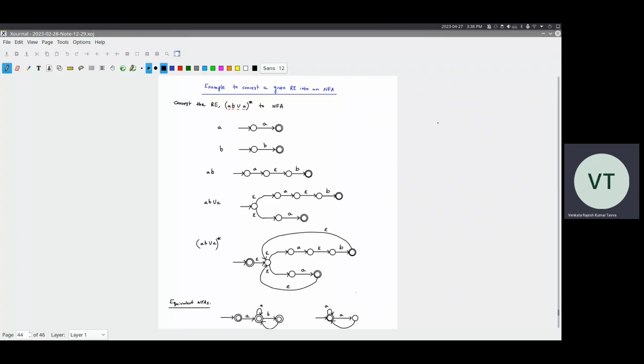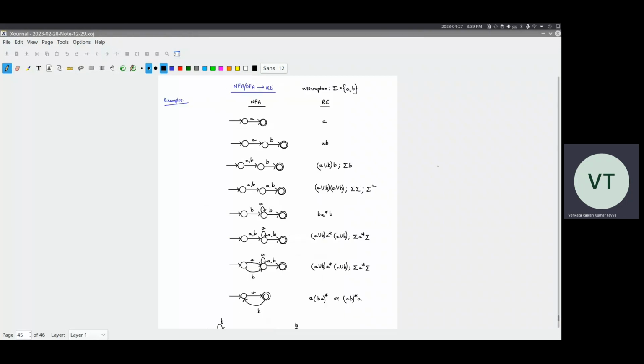So how to prove that? You should be able to build an NFA or DFA for the language being represented by this regular expression. So we proved the lemma and then we gave an example of how to convert any regular expression to an NFA. The next one is a precursor to the second lemma.